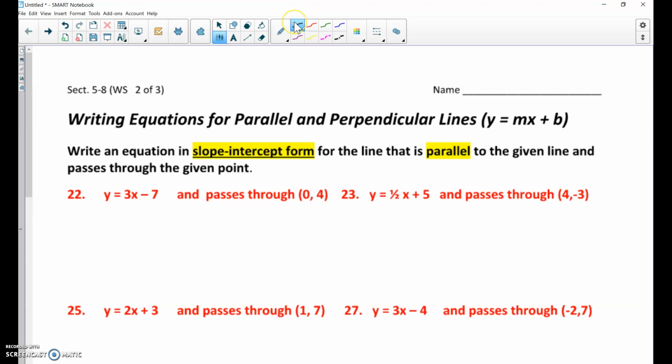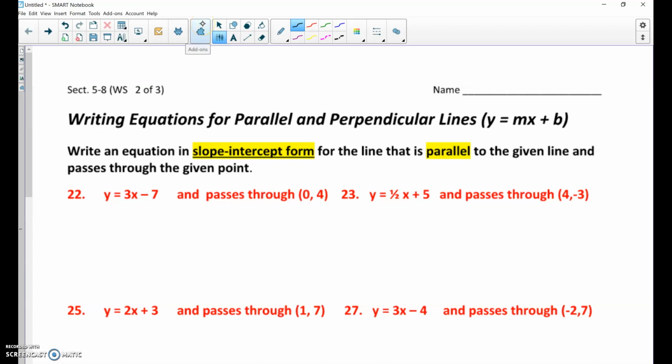So we're going to go over one problem from each, one that's parallel, one that's perpendicular, and then hopefully you better understand it. And the cool thing about this is then you can watch the video over and over again and see where I got the numbers from. We did 22 yesterday in class, so we're not going to go over that one. So we're going to look at number 23.